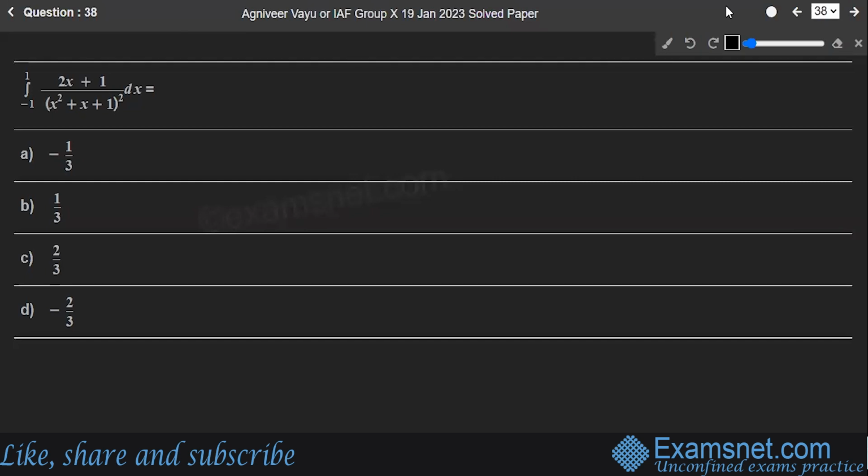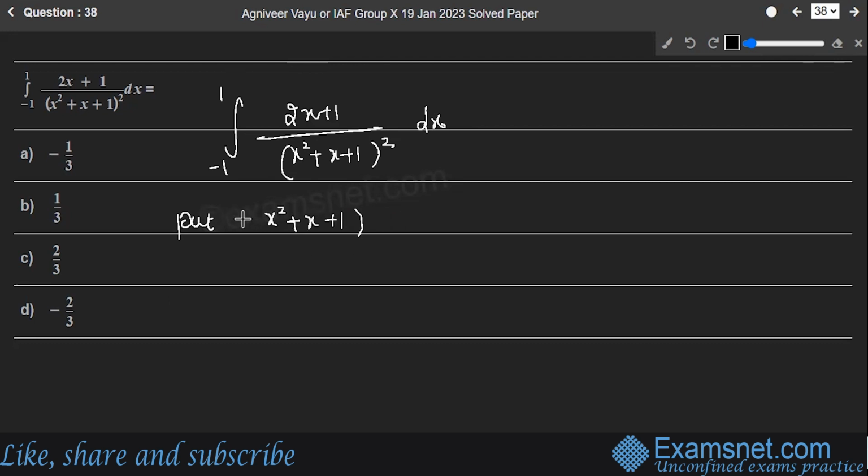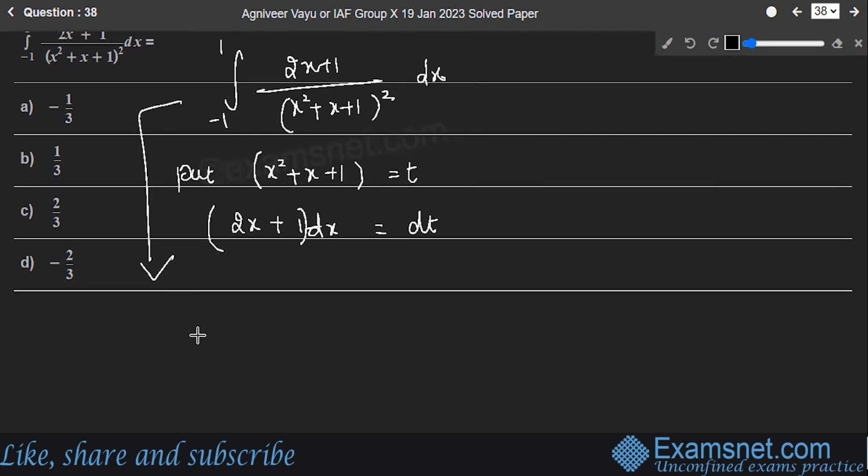Question number 38. You have to find the integral of this function, limit -1 to 1, (2x plus 1) whole divided by (x square plus x plus 1) whole square dx. So let's say I'm putting x square plus x plus 1 is equal to t. So differentiating both sides, you have (2x plus 1) dx is equal to dt. Now let's come back to our integral. I'm not putting the limits for some time because you will come to know later.